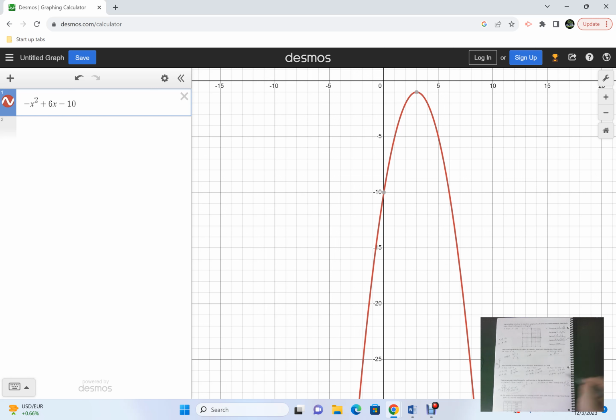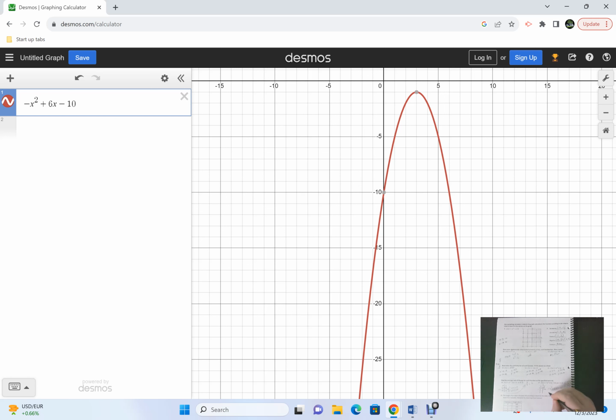Now let's see if I do it by hand, if I get the same thing. So x, y, negative 2, and 3. And then if I plug negative 2 in, it'd be negative 2 squared, plus 6 times negative 2, and then minus 10. Okay, so negative 2 squared is 4, and then it becomes negative. 6 times negative 2 is negative 12, so I have negative 4, minus 12 is negative 16, and then minus 10 is negative 26. Which is the point that I got, negative 2, negative 26.